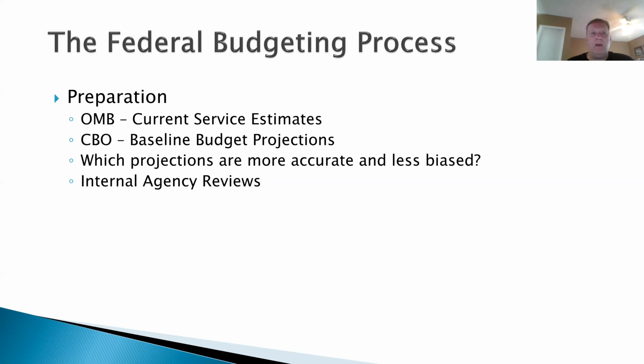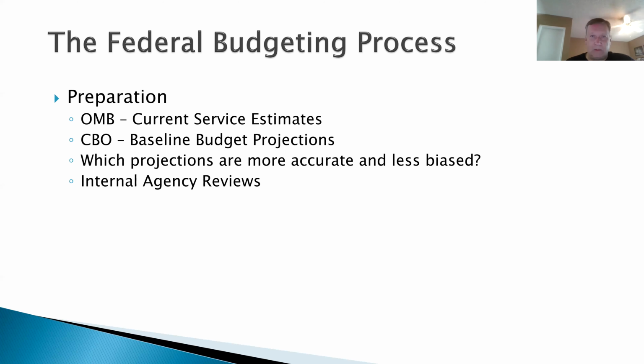The 2 primary stakeholders who are involved in the preparation phase for the federal budget will be the Office of Management and Budget and the Congressional Budget Office, OMB and CBO. OMB is a part of the executive branch. It serves at the pleasure of the president, and its job is to manage all budgetary issues for the president. So what will happen in preparation is the Office of Management and Budget will put together what it calls its current service estimates. And the current service estimates will form the primary document that OMB creates in the preparation phase.